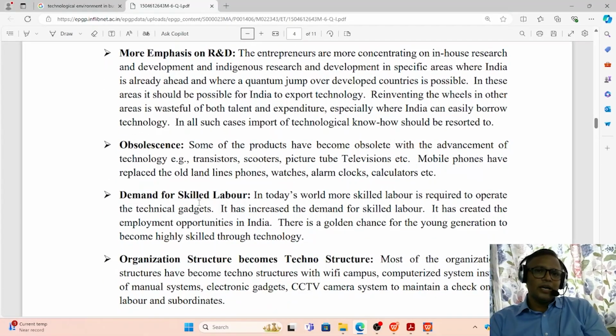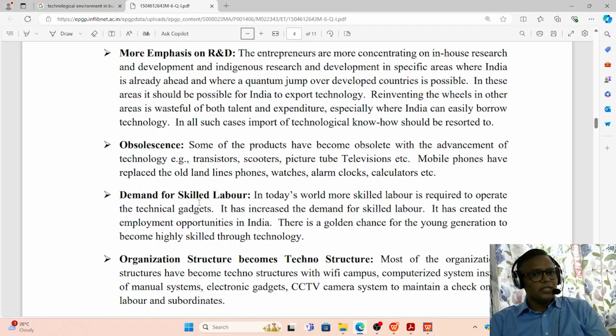More emphasis on R&D. Entrepreneurs are now concentrating on in-house and indigenous research and development in specific areas where India is already ahead and where a quantum jump over developed countries is possible. In these areas, it should be possible for India to export the technology. Reinventing the wheel in other areas is wasteful of both talent and expenditure, especially where India can easily borrow the technology. In all such cases, import of technological know-how should be resorted to.